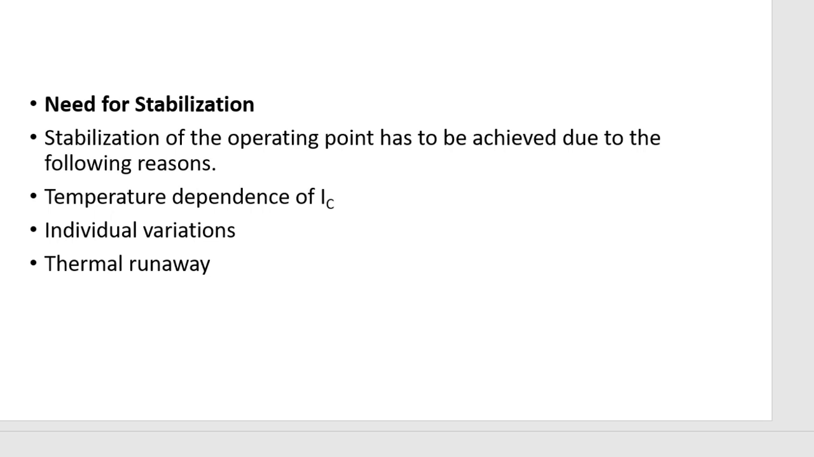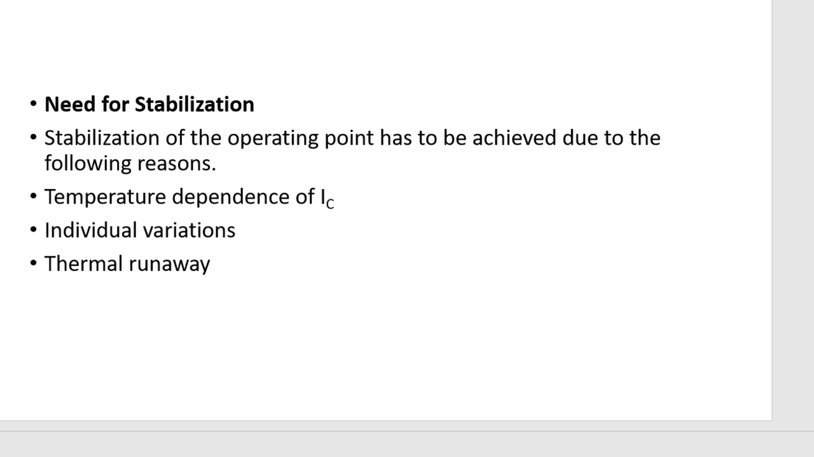So the collector current increases from what it was fixed. Next is the individual variations. Suppose we have a BC547 transistor. The value of current gain beta of BC547 lies between 100 to 600. So if we have a BC547 transistor with beta 100, and you take another BC547 transistor, the beta might be 600.